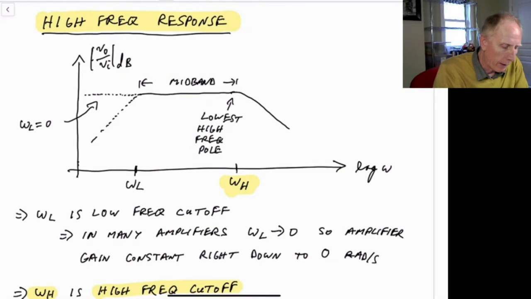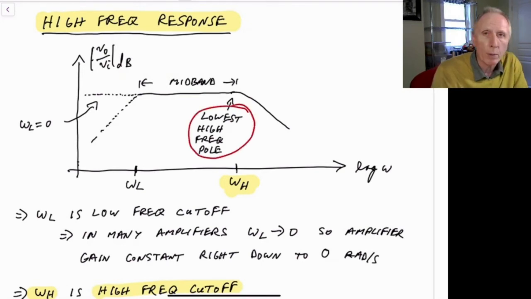So in this video, we want to go over how to find or estimate the value for omega h. And that is typically given by the lowest high frequency pole, or it's a combination. If the poles are close together, then you can use a formula to estimate what omega h would be. If the poles are fairly widely spaced, then it's the lowest high frequency pole, so the lowest of all the high frequency poles.